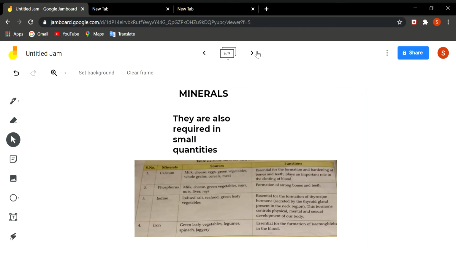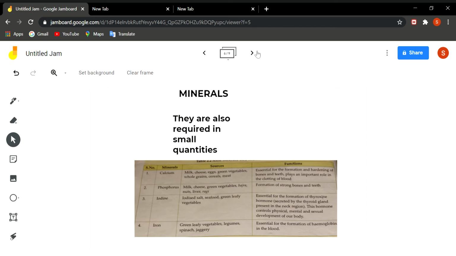of blood. The next mineral is phosphorus. Phosphorus is found in milk, cheese, green vegetables, bajra, nuts, liver and ragi. Its function is the formation of strong bones and teeth. Then iodine. Iodine is found in iodized salts, seafoods, green vegetables.